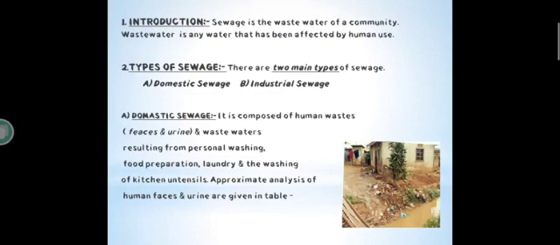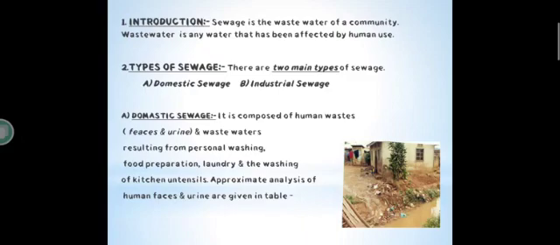Second is types of sewage. There are two main types. First is domestic sewage and the second is industrial sewage. There is a considerable variation in these two types, so every type needs a different discussion. First is domestic sewage. It is composed of human waste, that is feces, urine, and wastewaters resulting from personal washing, food preparation, laundry, and the washing of kitchen utensils.